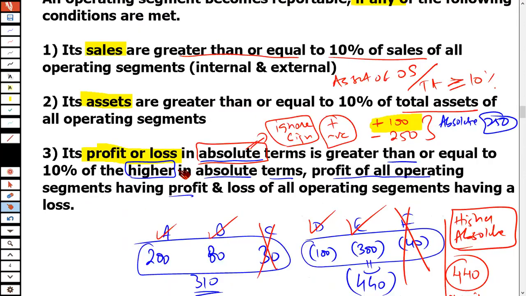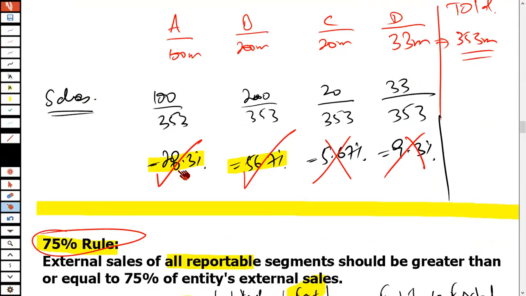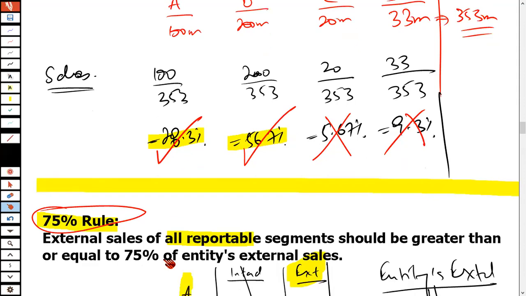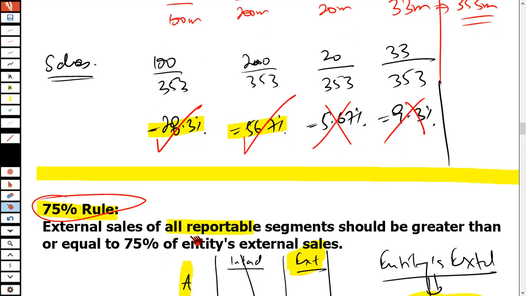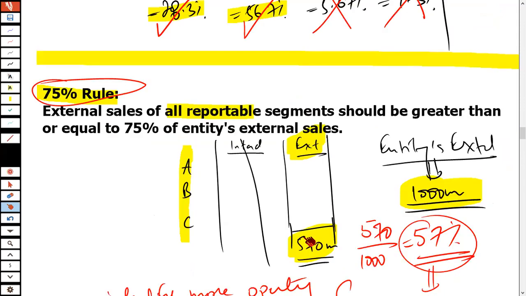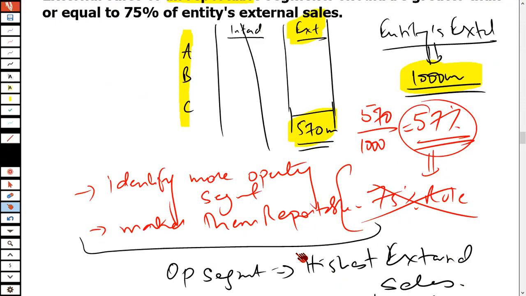The next thing that we talked about is the 75% rule, and I told you that although you have to make sure that the 10% criteria is met, at times this 75% rule is also required to be met. That is, the external sales of all reportable segments should be greater than or equal to 75% of the entity's external sales. In case it is not met, then you have to identify more operating segments.